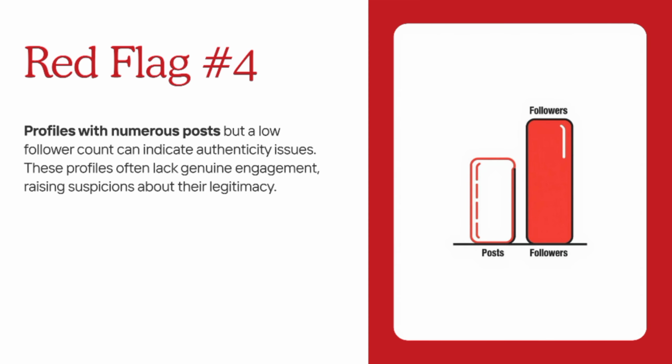Post and follower imbalance. Another warning sign is an imbalance between posts and followers. If an account has hundreds of posts but very few followers, or thousands of followers with almost no engagement, something may be off. Authentic accounts usually show natural growth and interaction.